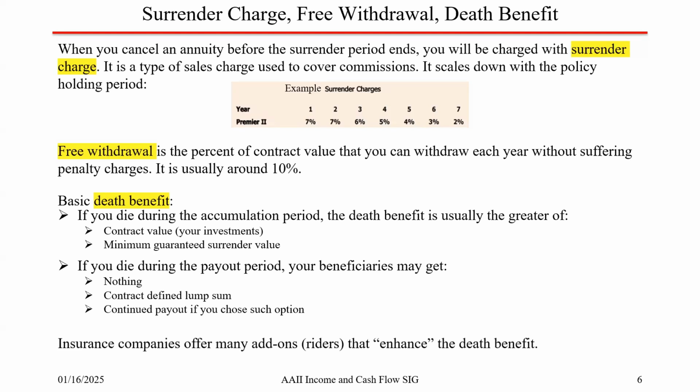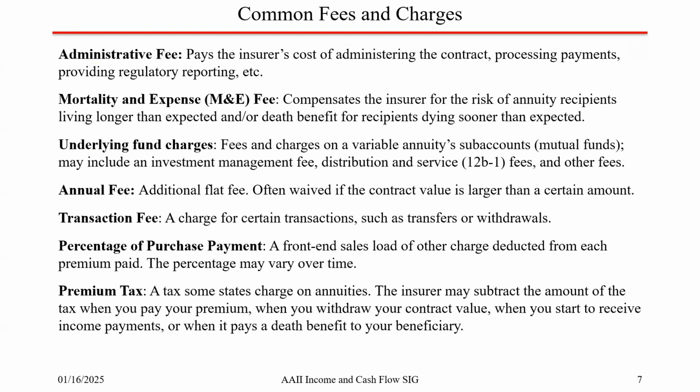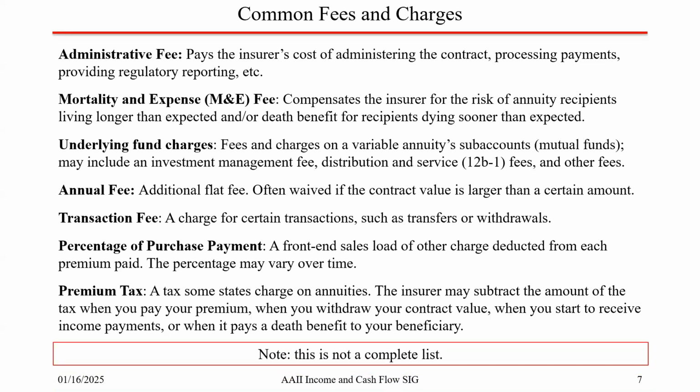Now, again, I'm just trying to say that there are a lot of riders you can buy to enhance the death benefit. But every rider you buy, you pay some fees. Nothing's free. There are other common fees and charges that I list here. I think the most common one is the second one, the M&E, mortality and expense fees. Some of the fees that get charged are based on state, so read your contract carefully. And this is not a complete list.